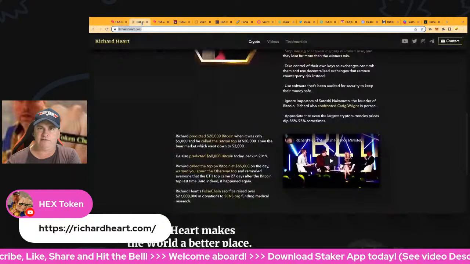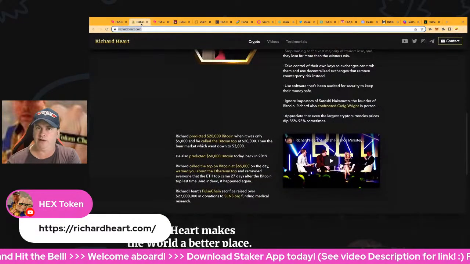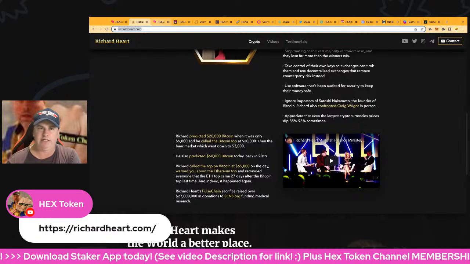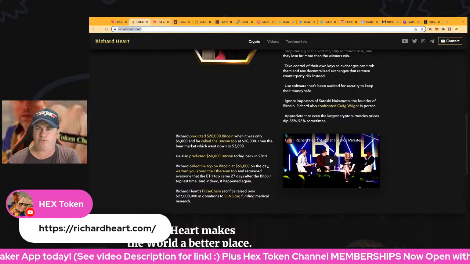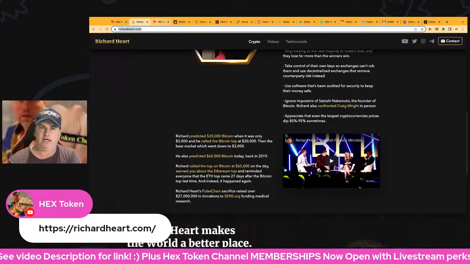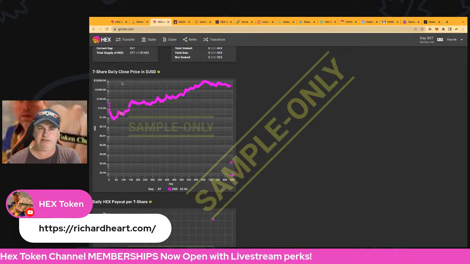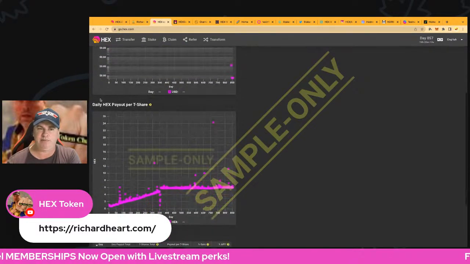We've looked at Richard Hart, the founder. It's always good to know who created the product. And of course, Hex runs itself. So it's on the blockchain. It does itself. It doesn't need Richard Hart to work. It just keeps going along as it does. So cool. You can see the T-share daily price there, and also the daily payout per T-share.